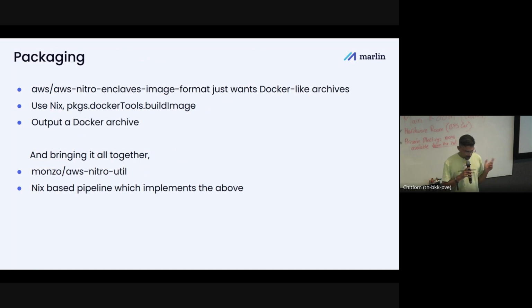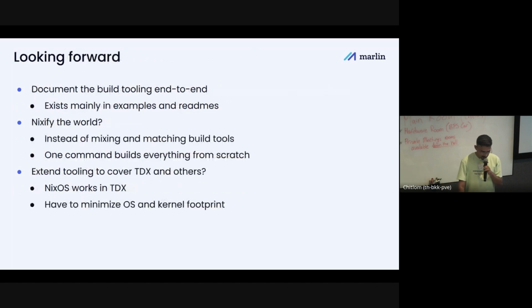And to bring it all together, the repo that kind of started us on this journey was the Nitro util repo by Monzo, which implements this exact thing above. It's a Nix-based pipeline, which uses build image internally to output an enclave image at the end. So to round it off, the build tooling that I just described pretty much exists in examples and readmes in our GitHub. It's not really documented anywhere, so that's something I have to do.